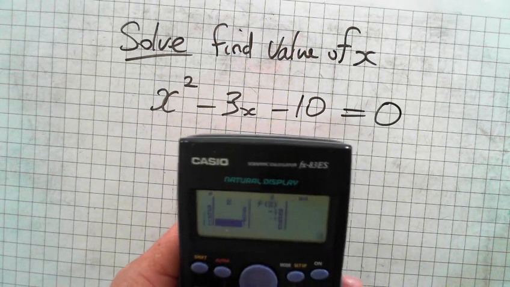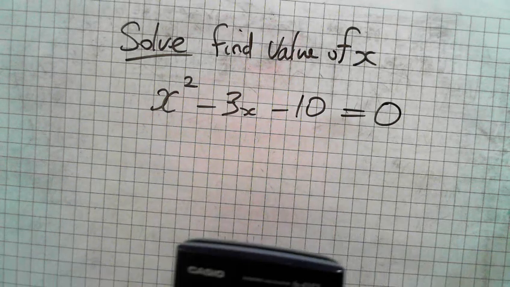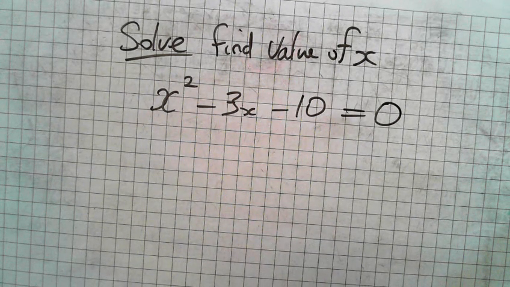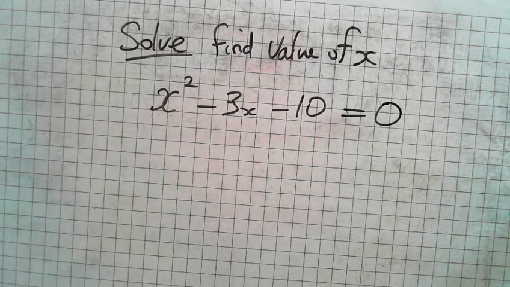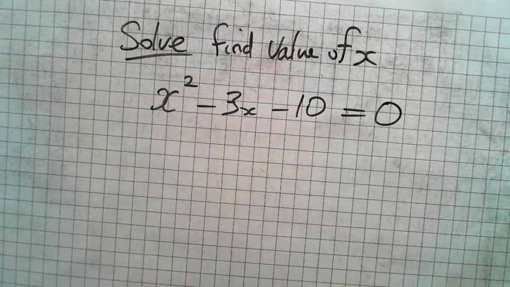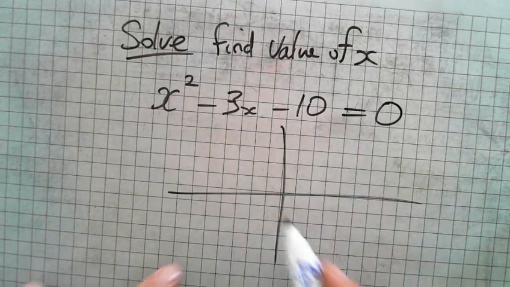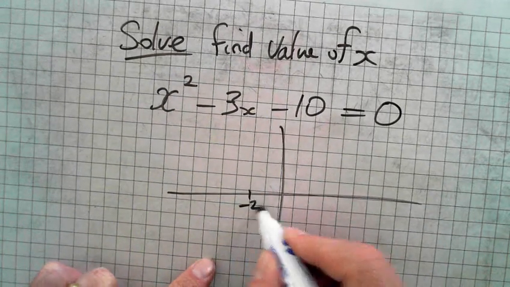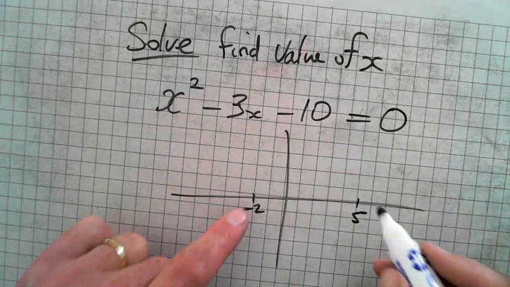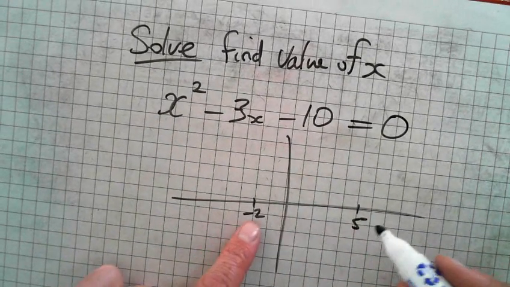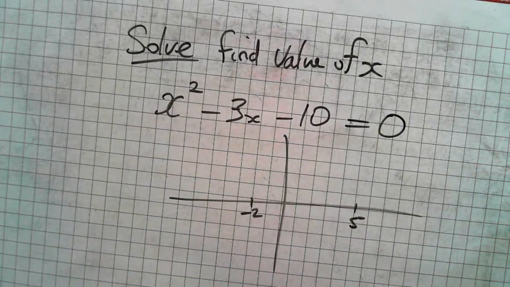So you draw your graph. What was the start? Well, I chose minus 5. You could have chosen minus 3. Remember when we found the factors here? Where did it cross? Minus 2 and 5. So it's a good idea, if I want to draw my graph, to start at minus 5.